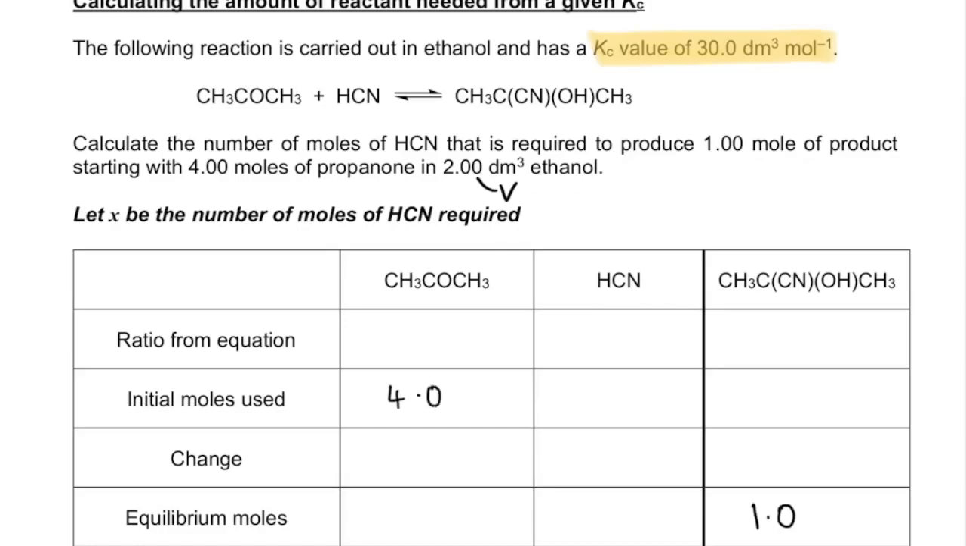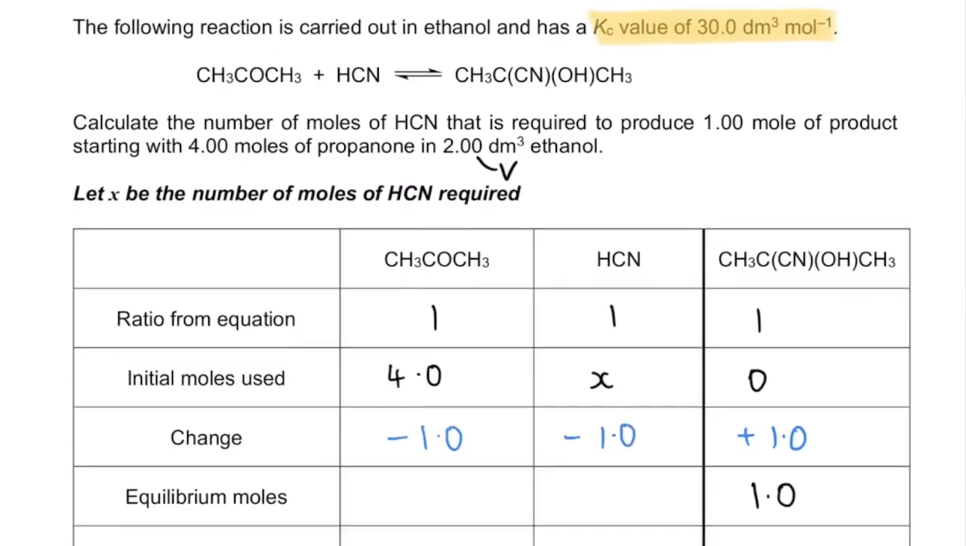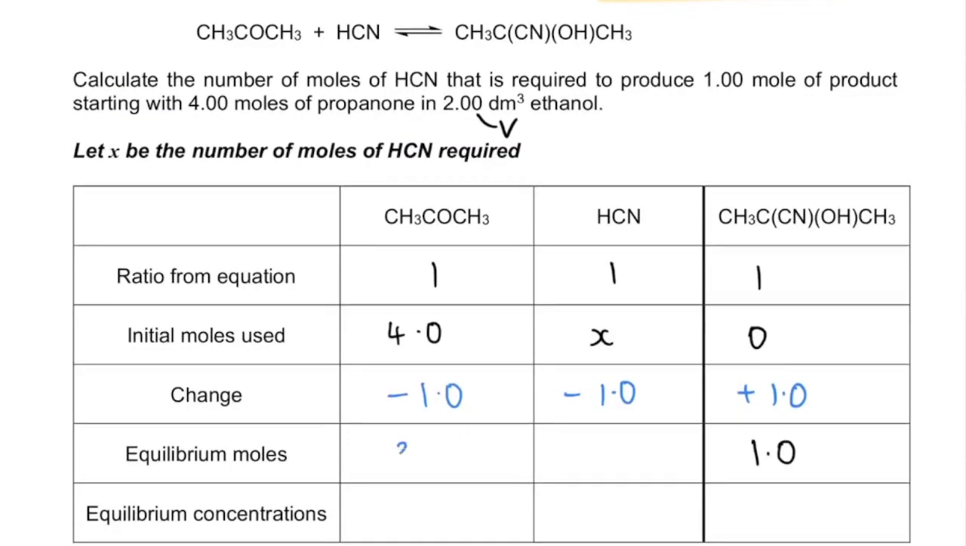Let's put that in the right box, because what we should have put in here is our ratio 1 to 1 to 1. Now it says let X be the thing we're trying to find out, and we know that we start off with no product. Put an X in there. So we can find that first change, and we know that the change line has to be in the ratio of the balanced equation. So 1, 1, 1, but the reactants go down and the products go up. So this would become 3, and this would be X minus 1.